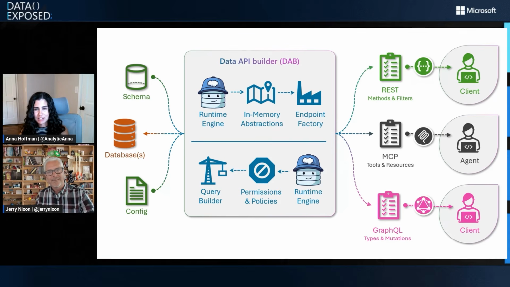One question I have, and then I know you also have a demo, is on the right hand side, you have these people. You have clients and you have agents. Obviously people are thinking about using MCP servers, and that makes sense, but how do you think about clients versus an agent using DAB?